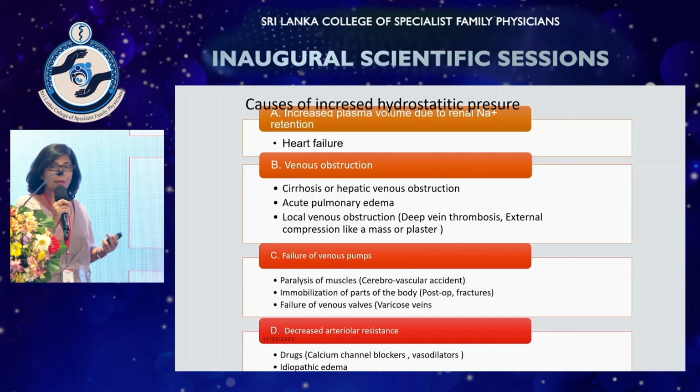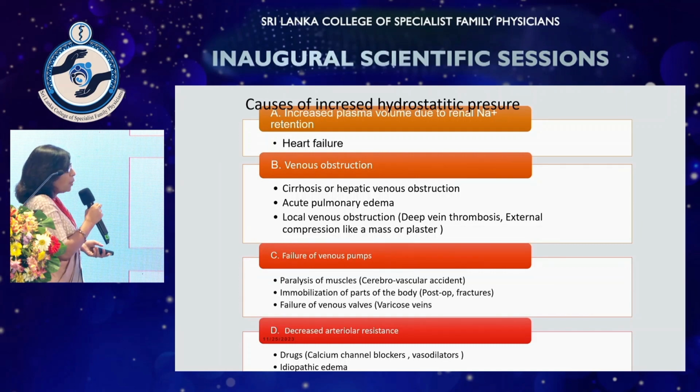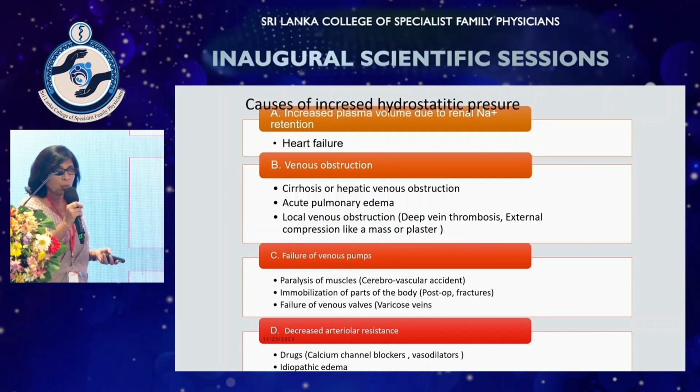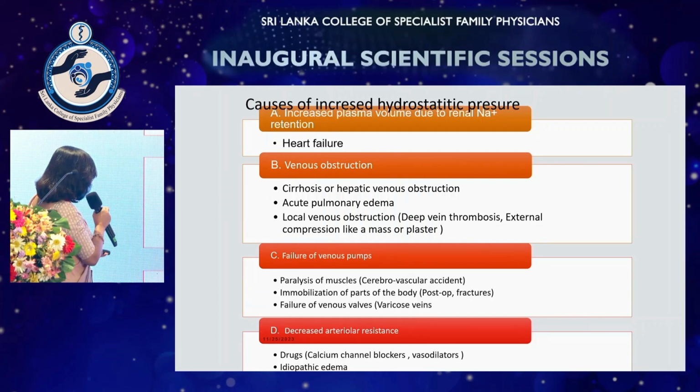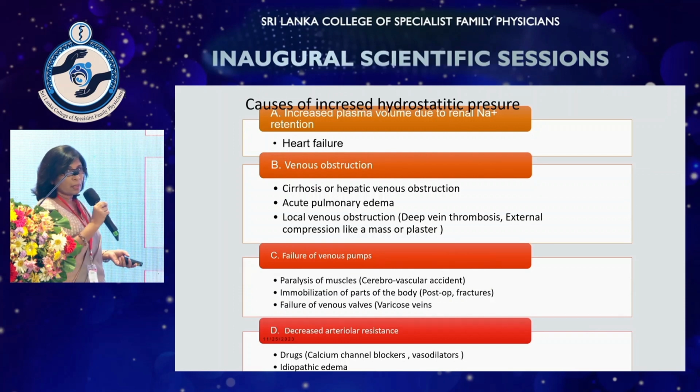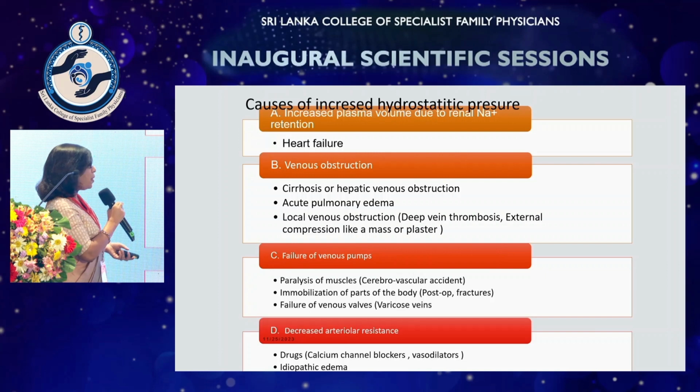So we have to consider everything when you assess patients. And immobilization of parts of the body, even post-op, after fractures, you have to consider those things. And failure of venous valves, as in varicose veins. And the other cause of increased hydrostatic pressure is decreased arterial resistance. I gave some drugs, the medication that we use, as well as idiopathic edema. I'll come to that later. What is idiopathic edema?